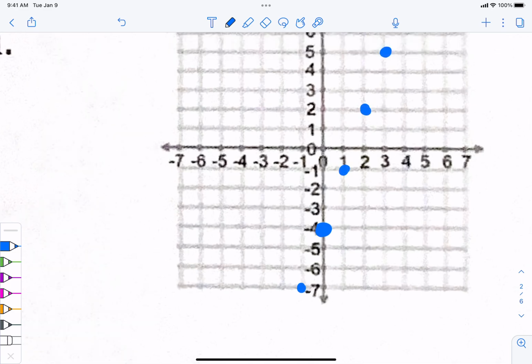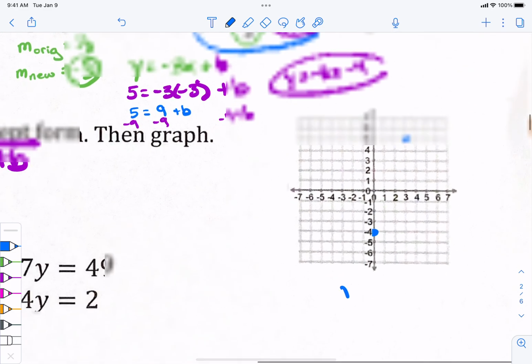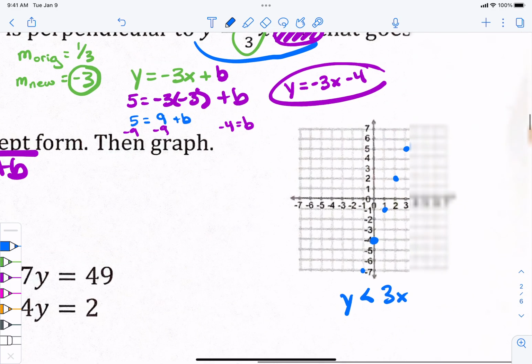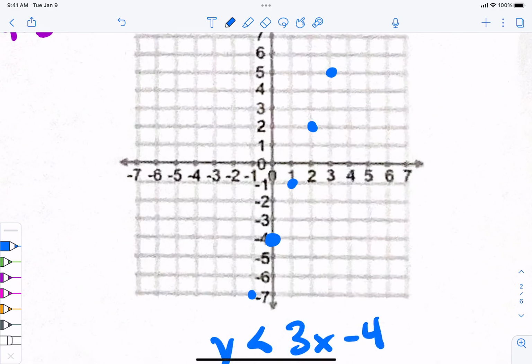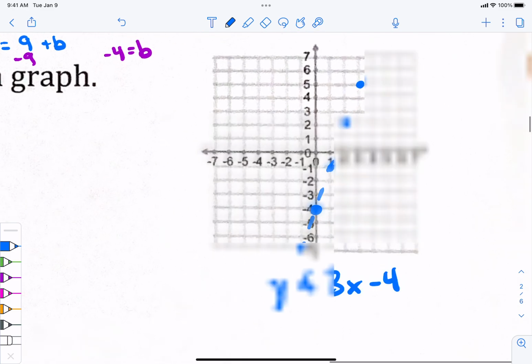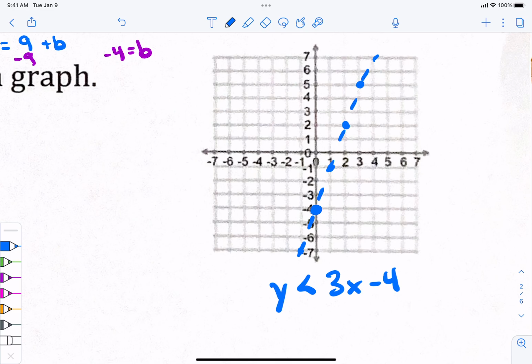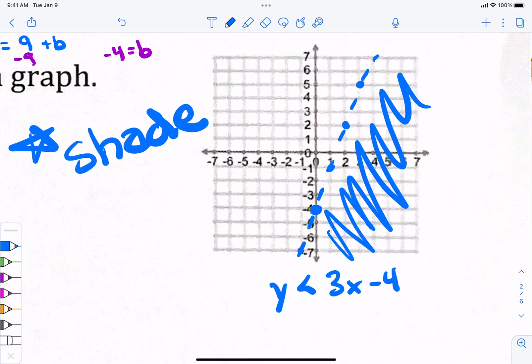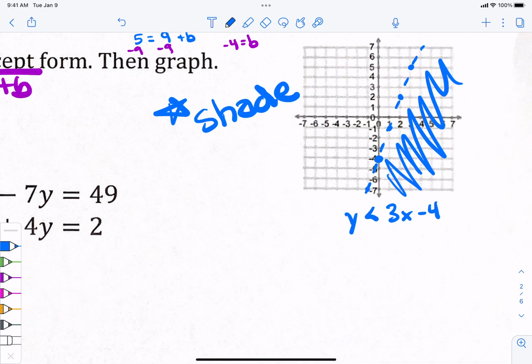Now one more thing that's really important. The inequality was y less than 3x minus 4. It has to be a dotted or dashed line, because it's not equal to. And one more thing: it's going to be shaded below, since it's less than. So I'm going to put a star, shade. This is a shade problem because with less than or greater than, you have to shade.